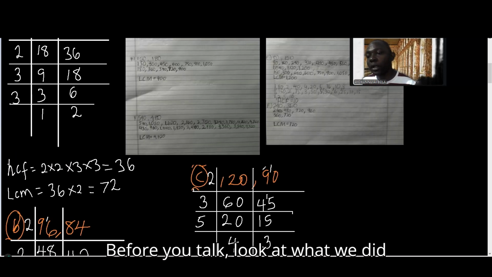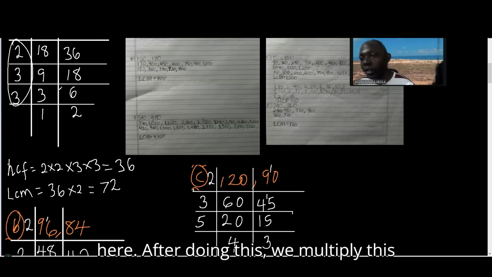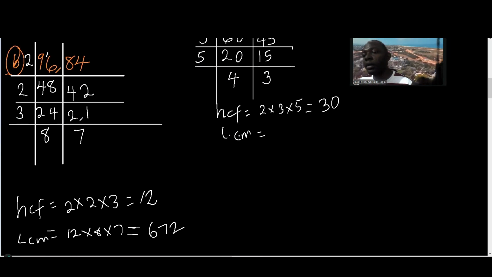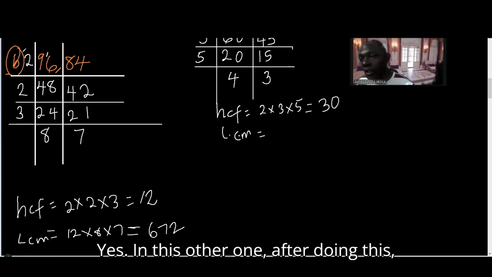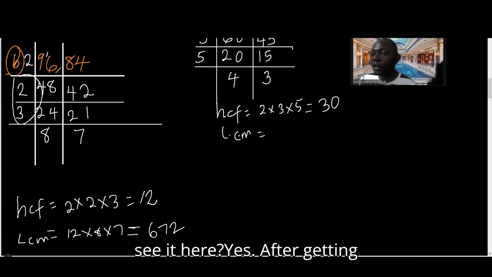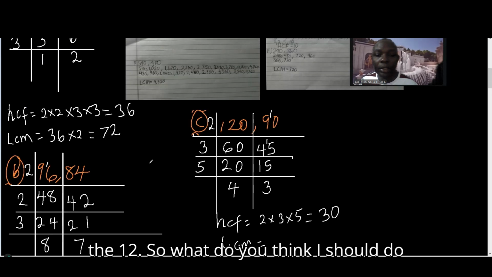Before you talk, look at what we did here. After doing this, we multiply this to get the LCM. Yes or no? Yes. In this other one, after doing this, we multiply with 8 and 7. Can you see it here? Yes. After getting the 12, what do you think I should do now?